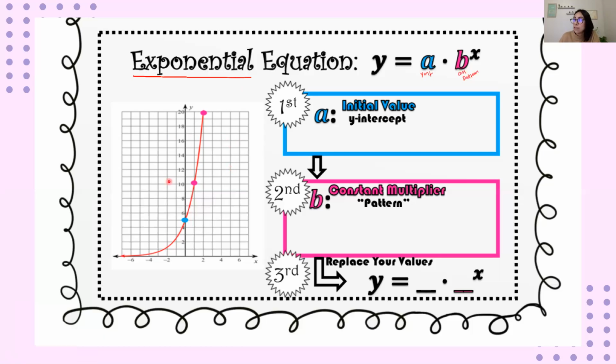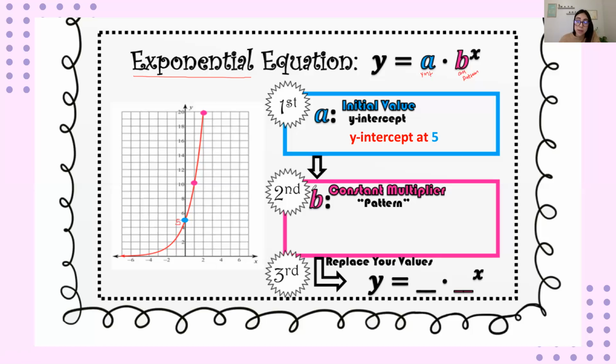Okay, we have a graph. Let's start with our first step. What is our y-intercept? Good job, Alfonso. It is 5. Look for that blue dot. That blue dot here is at 5. So our y-intercept is at 5. We just found a. You already have part of your equation.